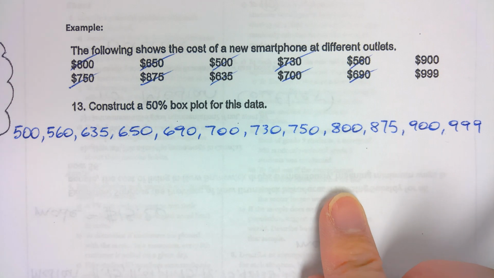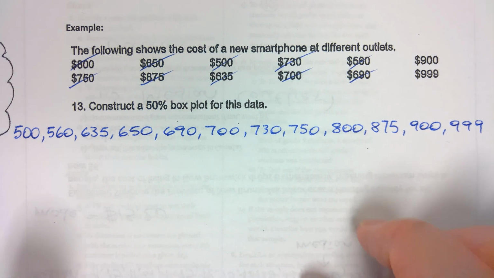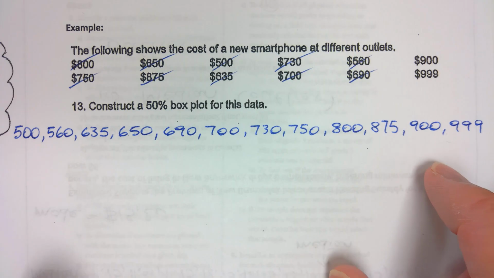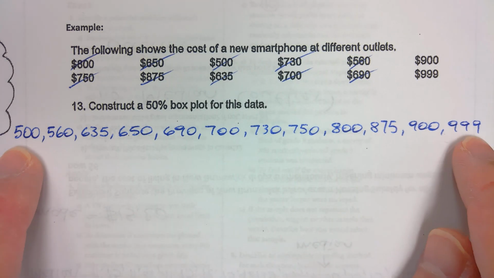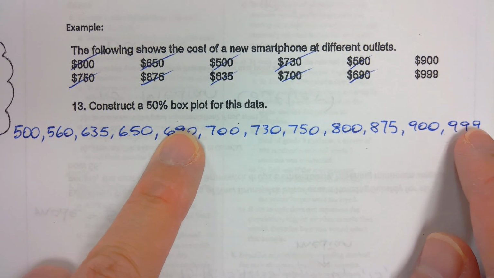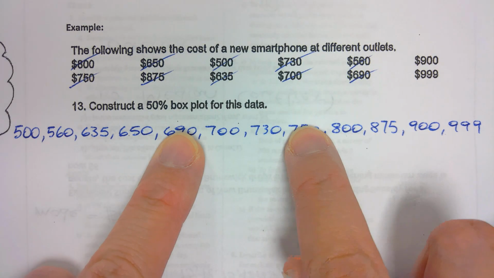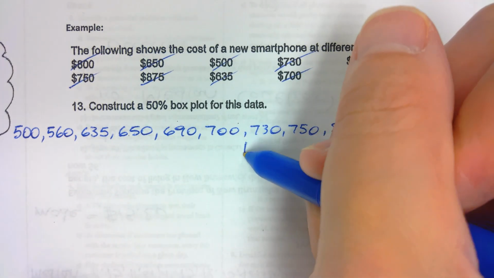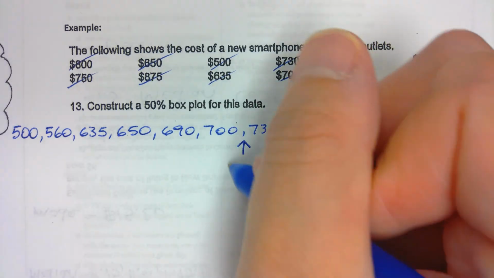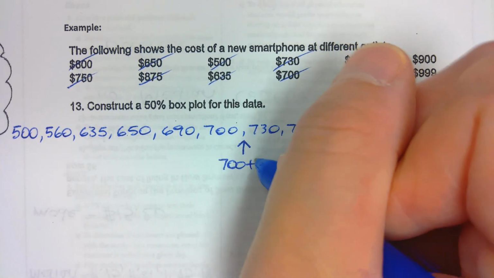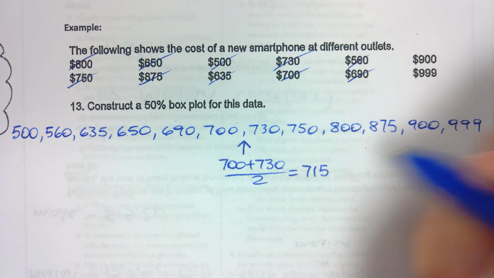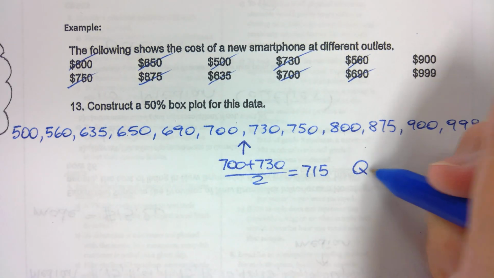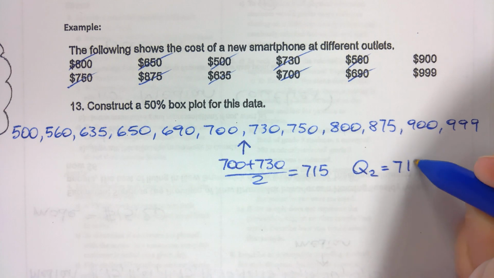Second step. Ryan? Find the median. Right. So what's my median? 700 plus 730 divided by 2, I get 715. So my Q2 is 715.